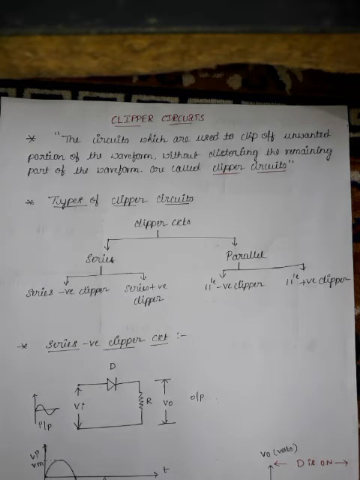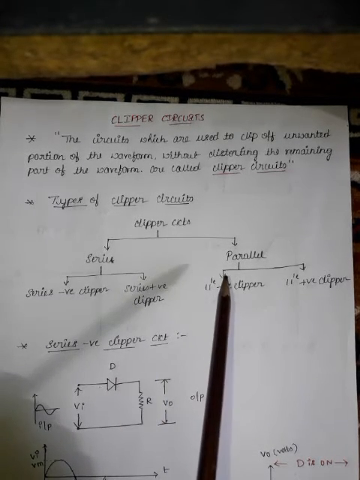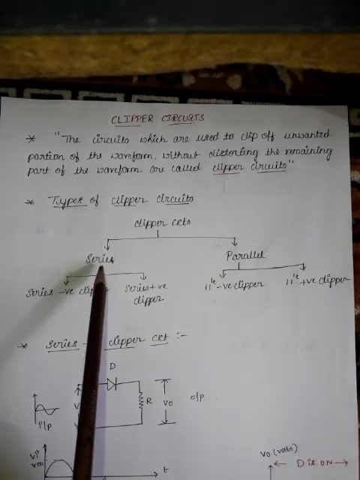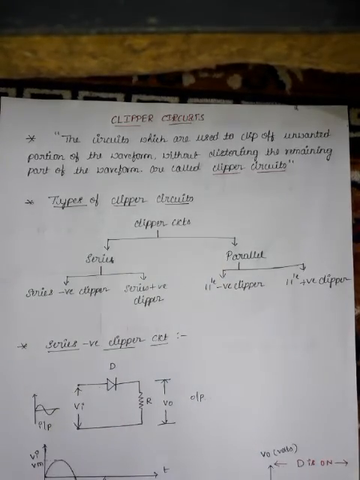So the most important part of the clipper circuit is the diode. Depending on the orientation of the diode, how we use the direction of the diode, we are going to have different types of clipper circuit. So there are two types of clipper circuit. One is the series clipper circuit, another one is the parallel clipper circuit.